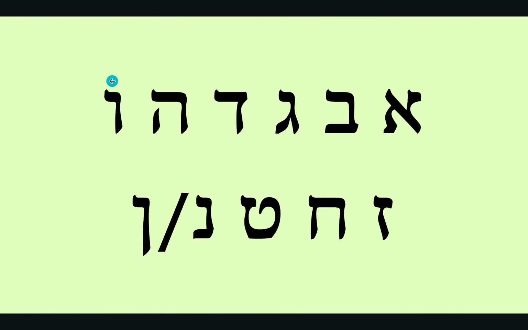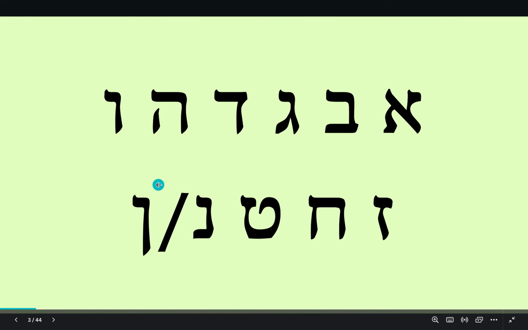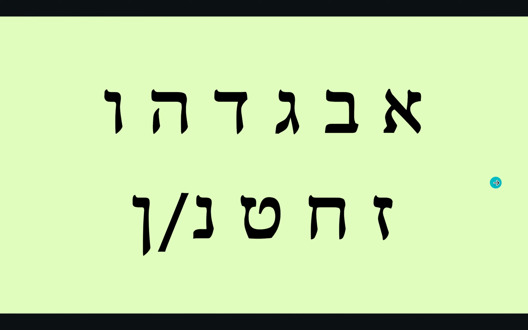Vav, v. It can also be used to make the vowel sound O with a dot on top and U with a dot in the middle. Zayin, z. Chet, ch. I hope you've been practicing. You can practice while you're brushing your teeth. Tet, t. Nun, n, and nun sofit, which means nun that comes at the end of a word.